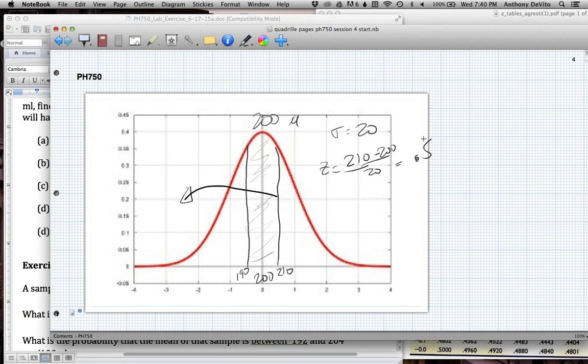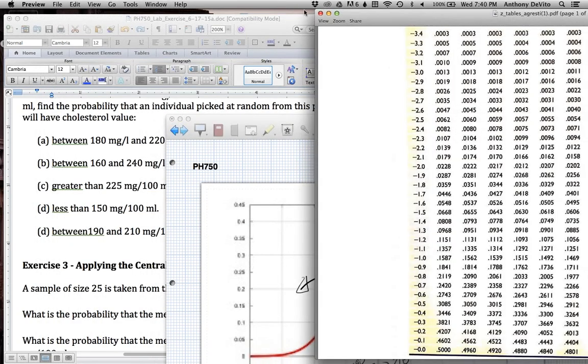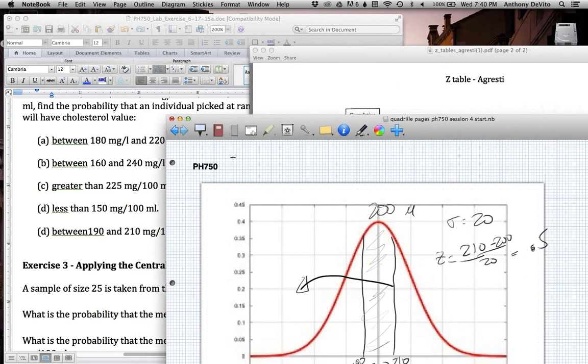Let's see what that area is. Okay, here we go, plus 0.5. That's 69.15%, or 0.6915. So this area to the left here is 0.6915. Well, now, if I know what the area to the left of this is, I can just subtract this area from the larger area, and it's going to leave me this bar in the middle. Let's find what that is.